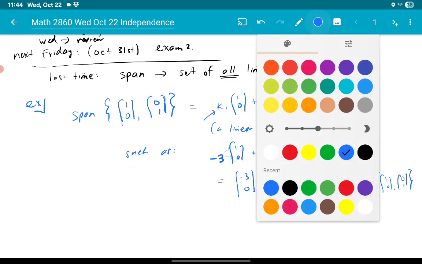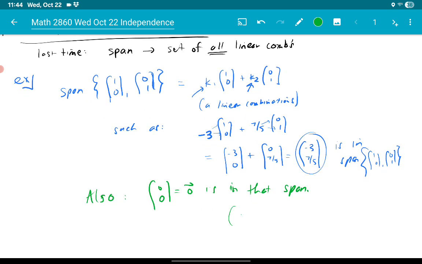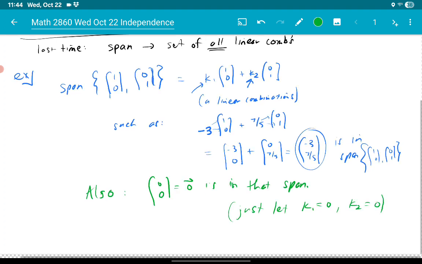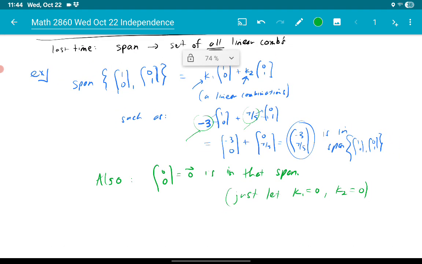Other important things that we learned also: the 0 vector is in that span. Why is that? Just let k1 be 0 and k2 equal 0. If these numbers in front of the vectors, instead of -3 and 7/5, were both 0, then of course you'd get the vector of both zeros. So the 0 vector is always in the span.